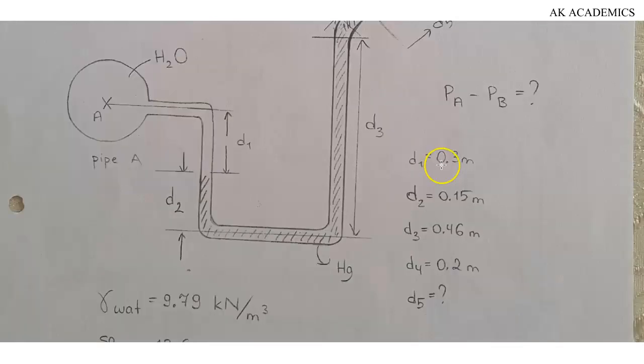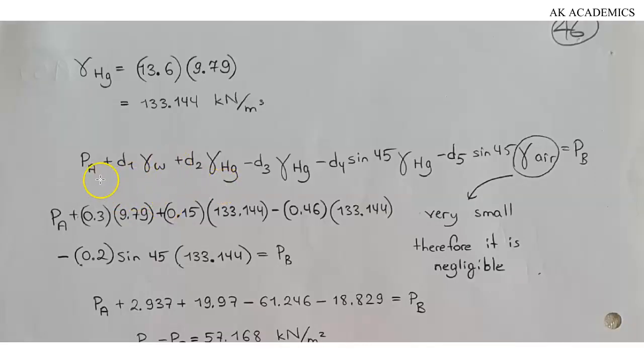So let's do this. We have PA plus the pressure due to water, which will be D1 multiplied by the specific weight of water, plus D2 multiplied by the specific weight of mercury. That's exactly what we have here: PA plus D1 multiplied by the specific weight of water plus D2 multiplied by the specific weight of mercury. The pressure of mercury due to height D3 is upward, so it's going to be negative. That's why we have minus D3 multiplied by the specific weight of mercury.